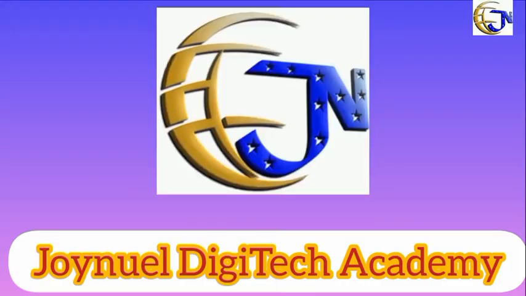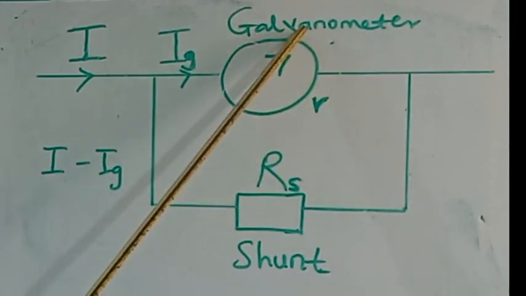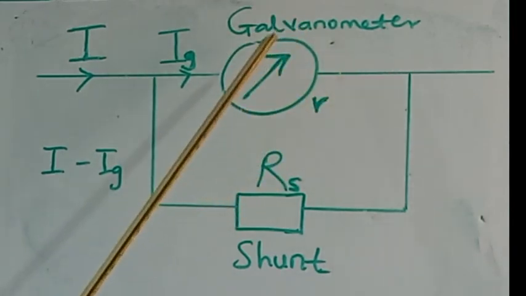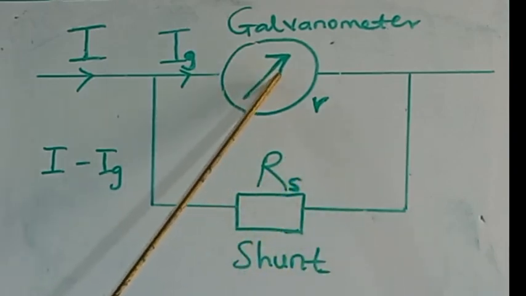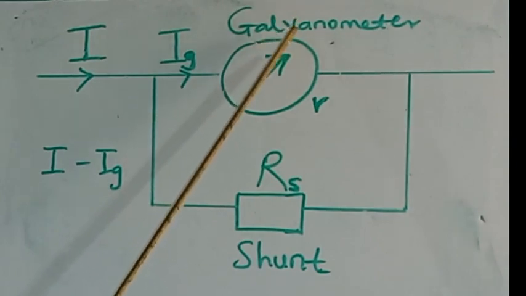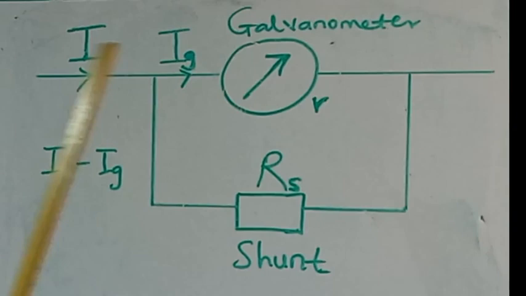Welcome to today's class. A galvanometer can be converted to an ammeter using a low resistance shunt connected in parallel. Once you connect a resistor known as a shunt in parallel to the galvanometer, you have ended up converting that galvanometer to an ammeter.